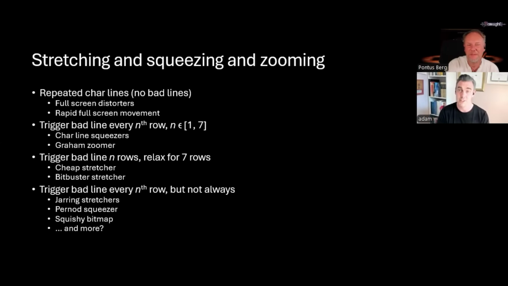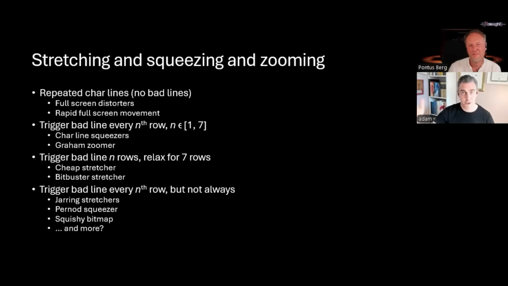So those are the four techniques that we had at our disposal. The repeated character lines, that's an old school thing that's been done since the 80s. But we can do new things with it, because the base technique is there, but I don't think it's really explored to its full extent with how you select the various fonts and characters on the screen. The second one is the trigger bad line every nth row. That's the basis of the Graham Zoomer. It's been explored a lot, but I think there's lots to do there.